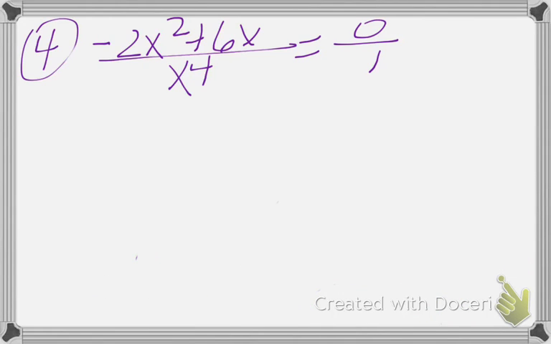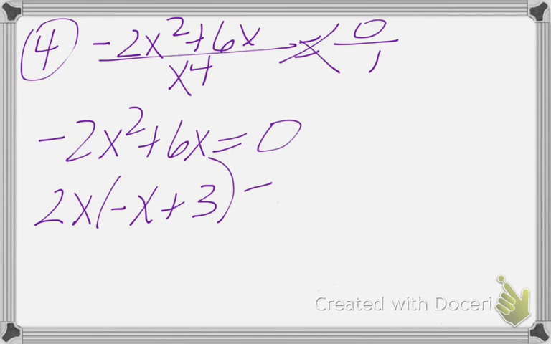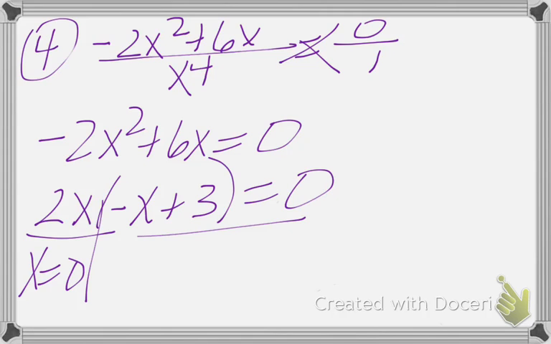It's a lot of work. All right, cross multiply, and we're going to get that negative 2x squared plus 6x equals 0. We could factor out a 2 and an x. So we're going to have negative x plus 3 equals 0. Okay, so we get x equals 0, and we're going to get that x equals 3. Here's our wiggle graph.